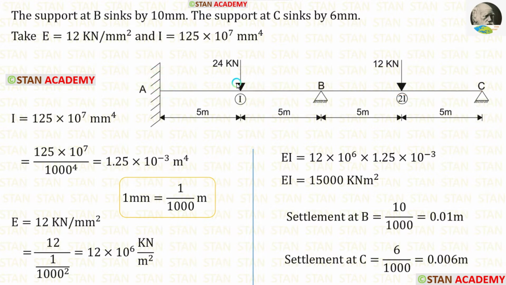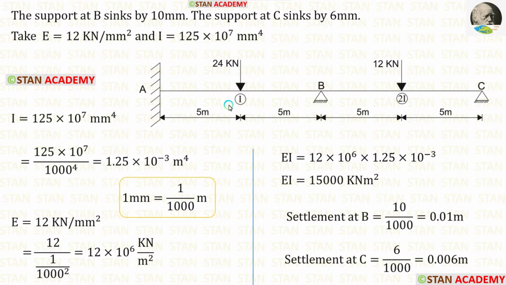In the span AB, there is a point load 24 kN. It is acting in the center. In the span BC also, there is a point load 12 kN. It is also acting in the center.